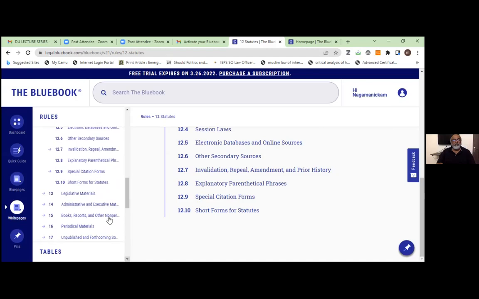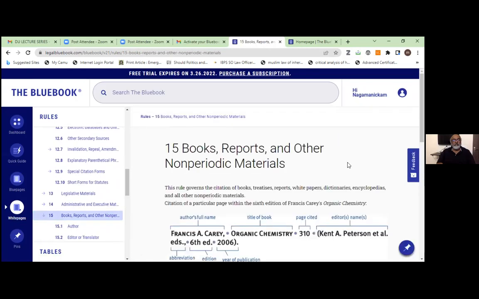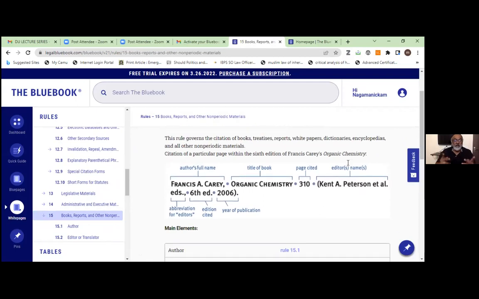Let's see books. Here again, the author's full name, then the title, then whatever page you specifically want to point your reader to, that is page number 310. And what about the editor's name for a book? Usually if you have editors, you'll write their name as well in brackets, and for editors you use eds., and then the 6th edition is ed., and then the year of publication.